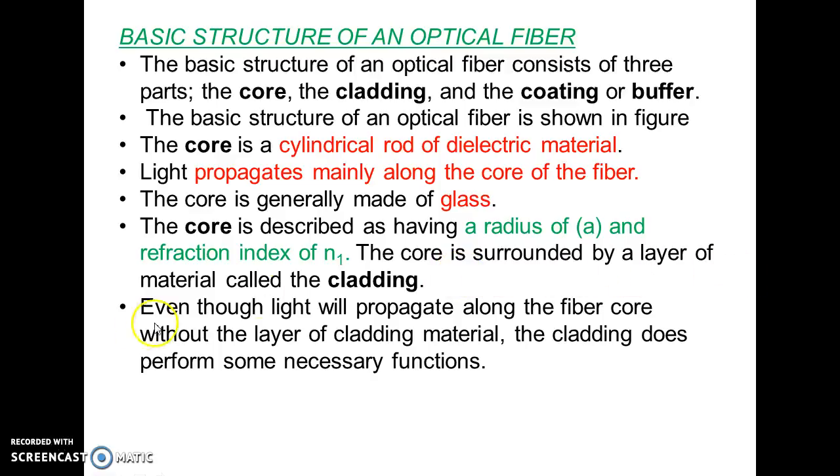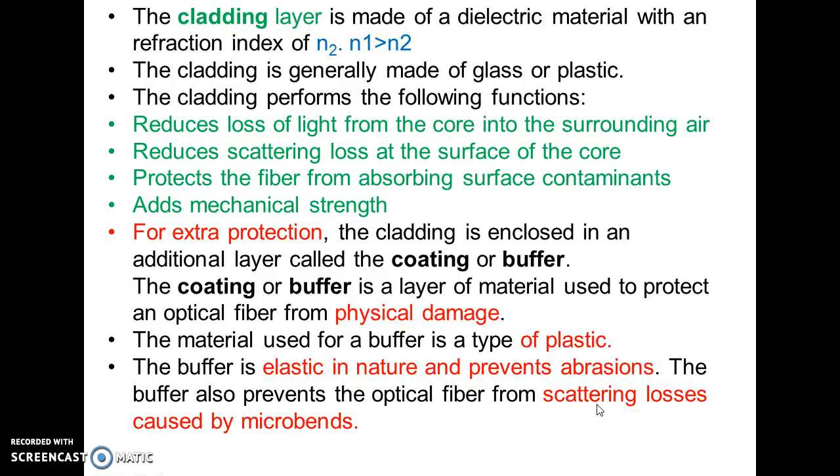The core is surrounded by a layer of material called cladding. Even though light will propagate along the fiber core without the cladding layer, the cladding performs other necessary functions. The cladding layer is made up of dielectric material with a refractive index n2. n1 is greater than n2. The cladding is generally made of glass or plastic. The cladding performs the following functions: reduces loss of light from the core into the surrounding air, reduces scattering losses, protects the fiber from absorbing surface contaminants, and adds mechanical strength.